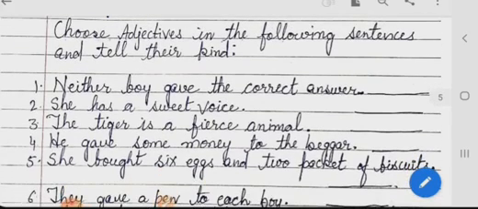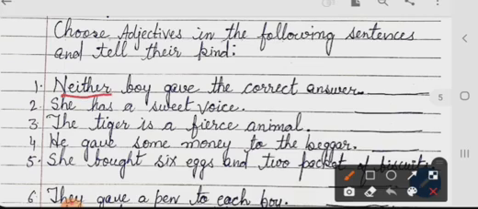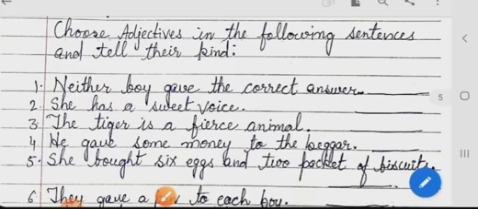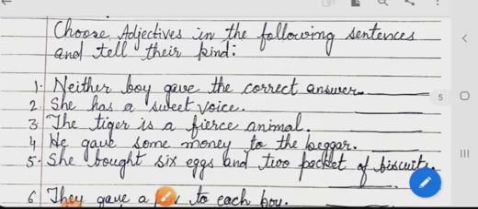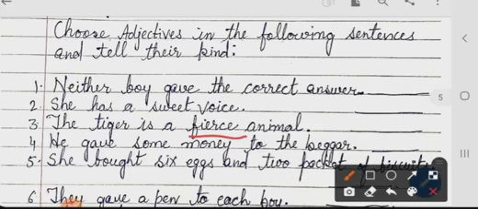Neither boy gave the correct answer. Here students, this word neither is an adjective and it is a quantitative adjective. She has a sweet voice. Here sweet is an adjective and it is a qualitative adjective. The tiger is a fierce animal. Here the word fierce is an adjective and it is a qualitative adjective because it is showing some quality.